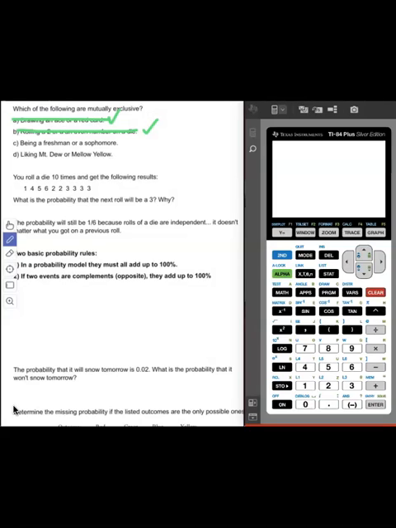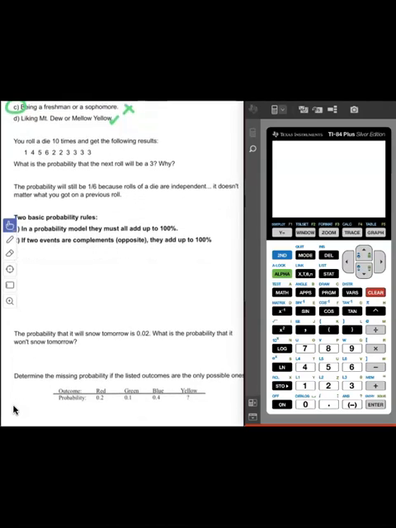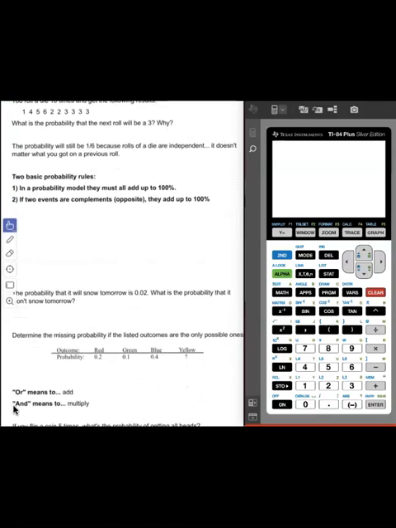Being a freshman or a sophomore, you cannot be both of those at the same time, so that's called mutually exclusive. So let's look at the last one. It says Mountain Dew versus Mellow Yellow. Well, you can technically like both of those at the same time, so those would have overlap. Okay, so if it's asking about mutually exclusive, you ask, can they happen at the same time?